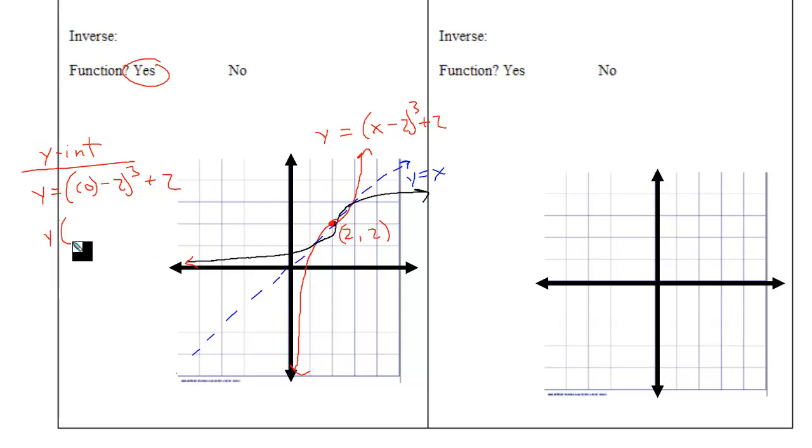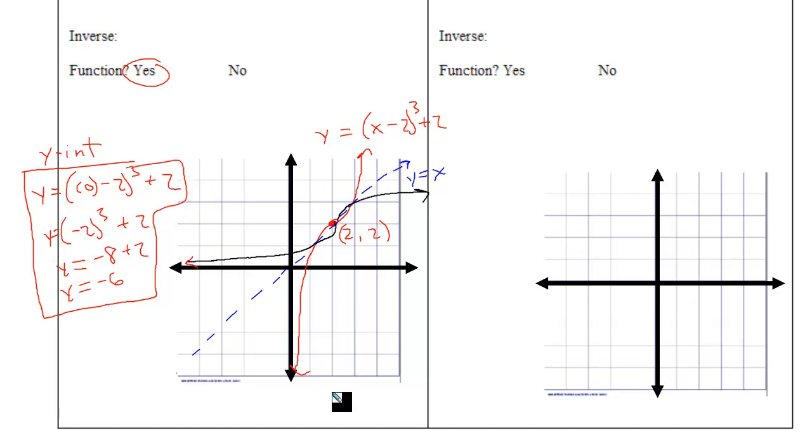Put 0 in for x. 0 minus 2 is negative 2. Negative 2 cubed is negative 8. Negative 8 plus 2 is negative 6. So the y-intercept of the red function is negative 6. That means that the x-intercept of the blue function is negative 6. They're inverses. X's and y's are in different locations.